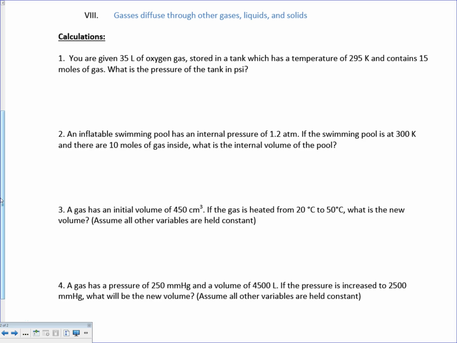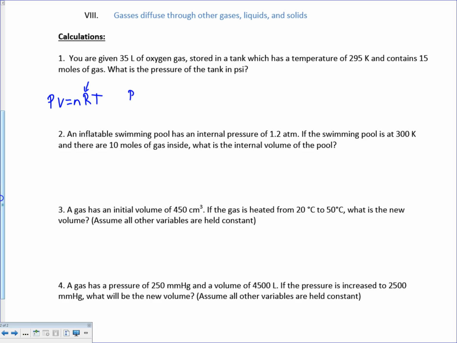All right, this first one here, it gives you some information. We've got volume, it gives us temperature, it gives us number of moles, it asks what the pressure is in PSI. And so for this one, we're going to use PV equals nRT. If we look, we have these different things here. We've got R, so we got to make sure everything's in the right unit. Pressure is going to be what we're finding here.